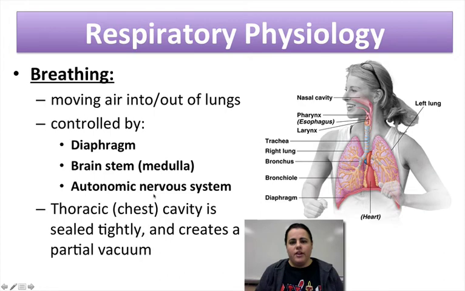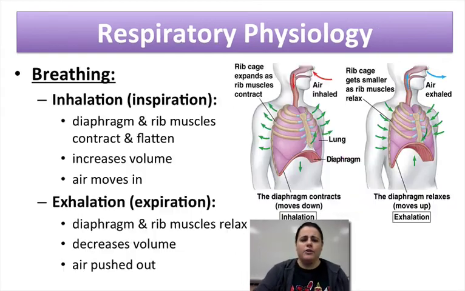So your chest cavity is called your thoracic cavity, and there's a membrane around it that seals it and creates a vacuum, which means only air could get in and out of one area, and that's your mouth and nose. So what happens when you're inhaling and exhaling is that your ribs and your diaphragm are doing pretty much all the work.